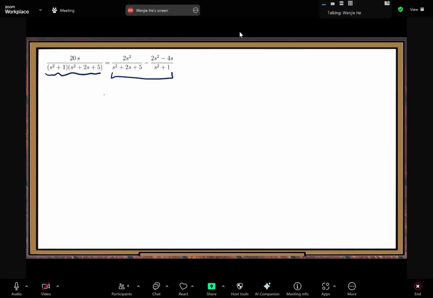All right. Let's continue. 2 times s squared plus 2s plus 5. Let's take 2 out. Minus 2s plus 5. That's s squared.